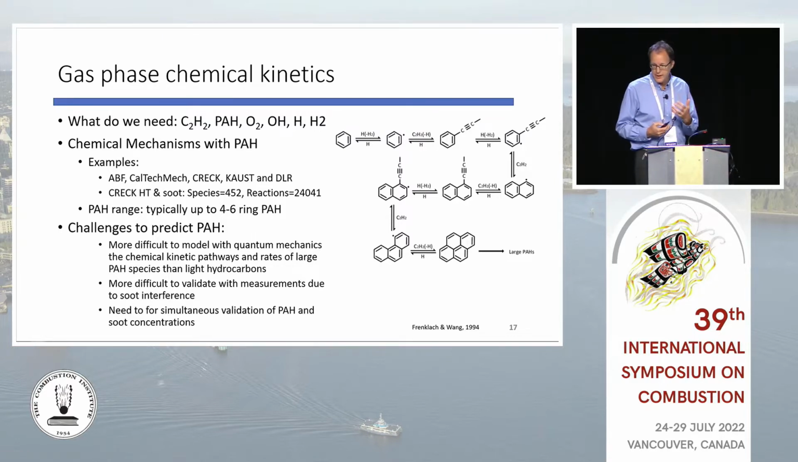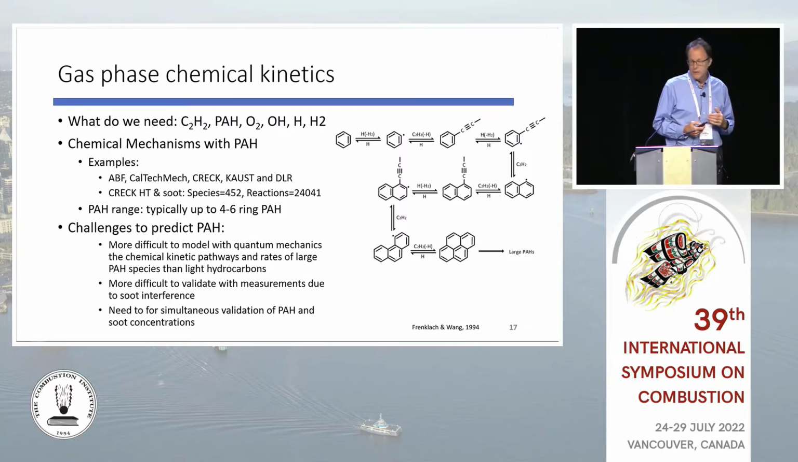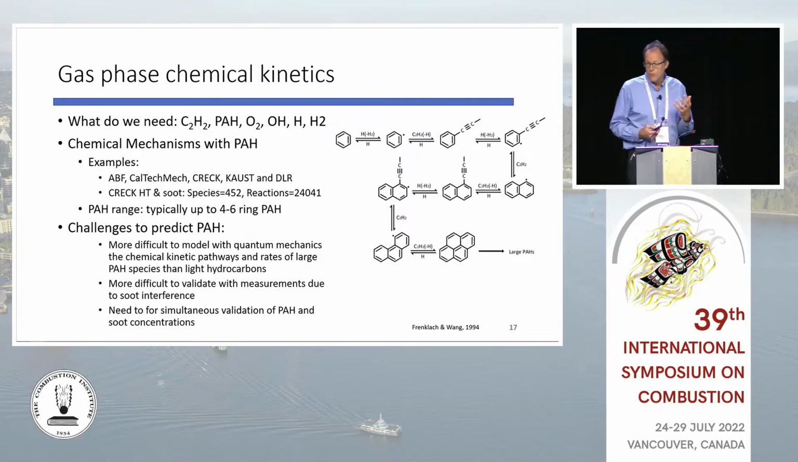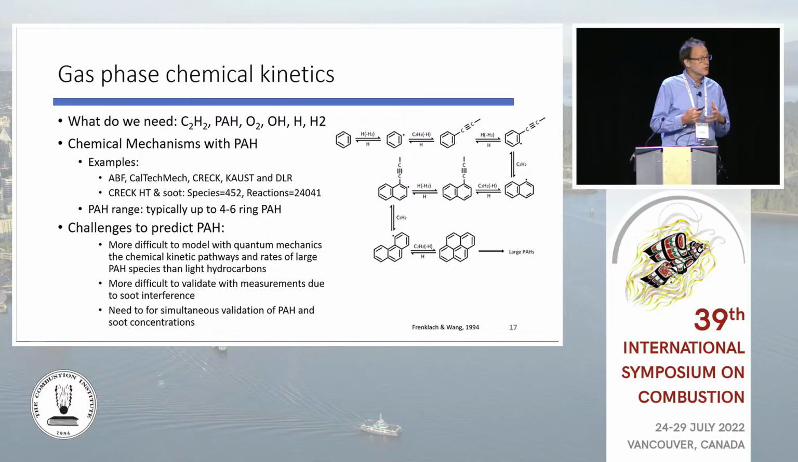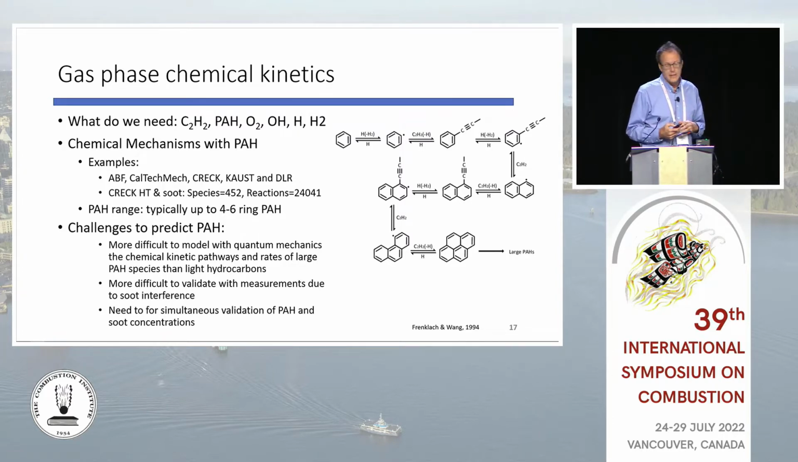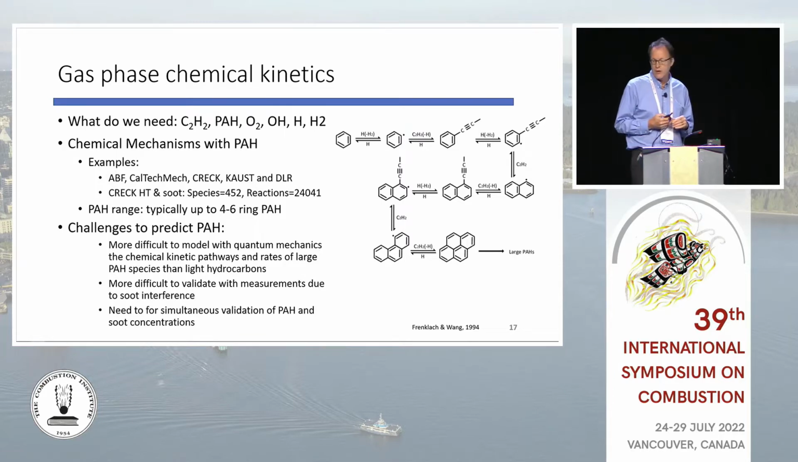If we, just as an example, look at CRECK from the Milan group, you have 450 species over 24,000 reactions. So these are computationally intensive. Developing these mechanisms is challenging because often using quantum mechanics to look at the rates and pathways is more difficult than for more simple molecules. And as far as experiments are concerned, validating them is challenging because often when you have PAH, you have soot, and the soot interferes with a lot of measurement techniques.